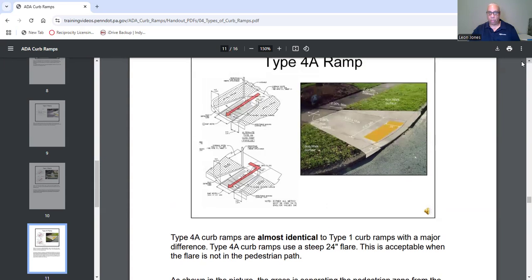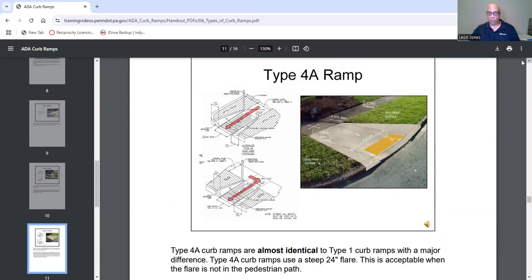And here's what they're talking about right here. This is a type 4A ramp. Now, in Pennsylvania, when they inspect these ramps, they use what we call a form 4401. Looks like an Excel spreadsheet. That's what they use. But that's what a type 4A ramp looks like.